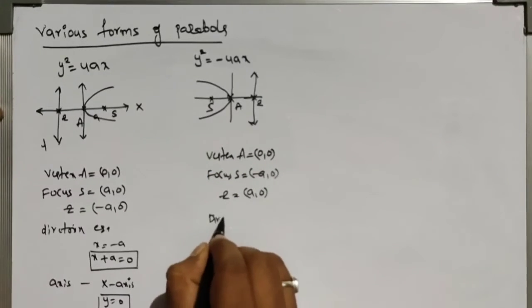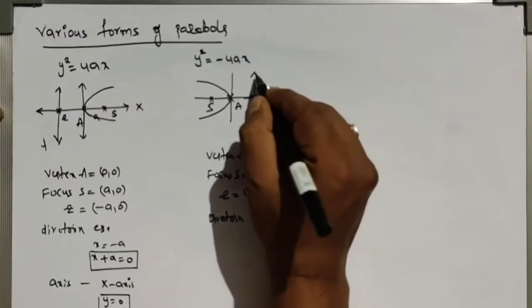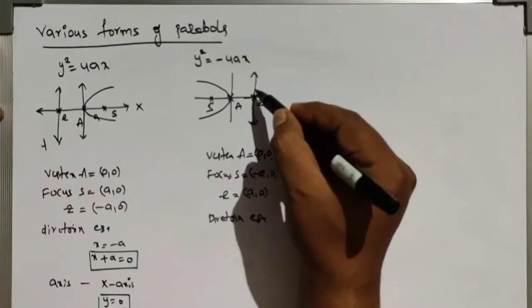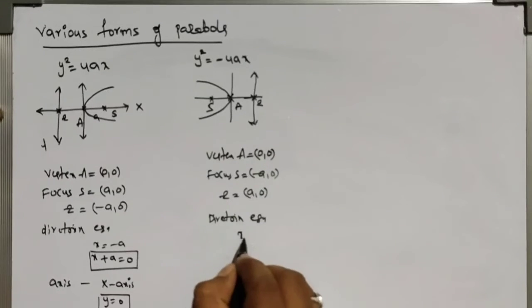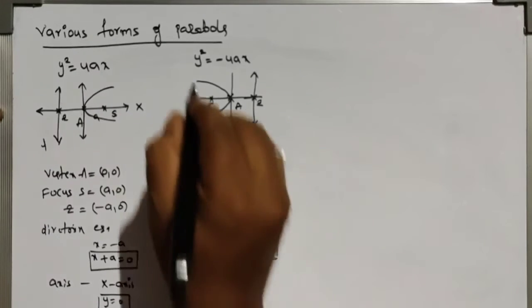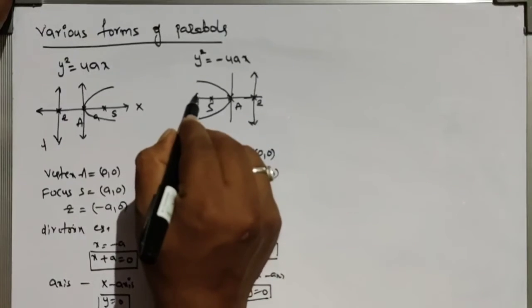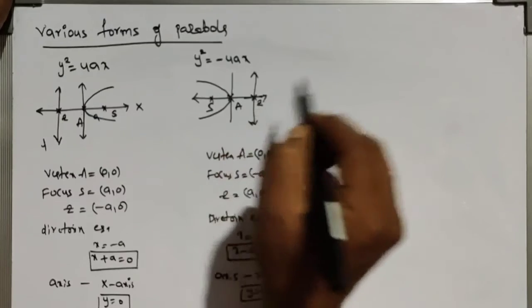And then the directrix equation becomes, on this line the value of x is always a, that's why I take x is equal to a or x minus a is equal to 0. This is the equation of directrix in the parabola. And then the axis becomes the x-axis only, its equation y is equal to 0. Why? Because the x-axis only goes through the focus.